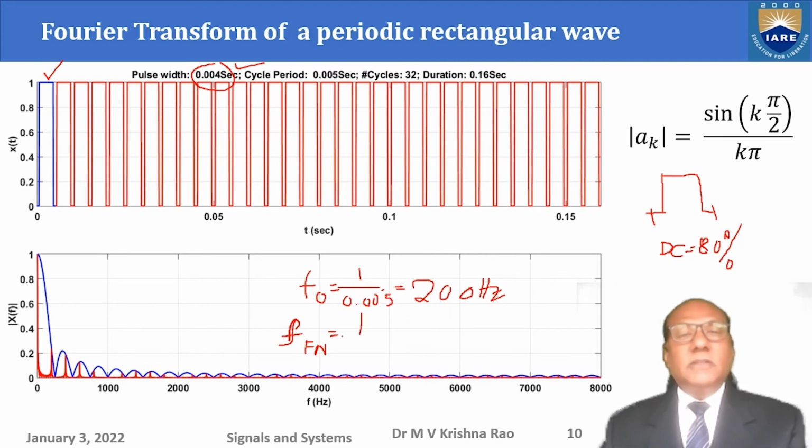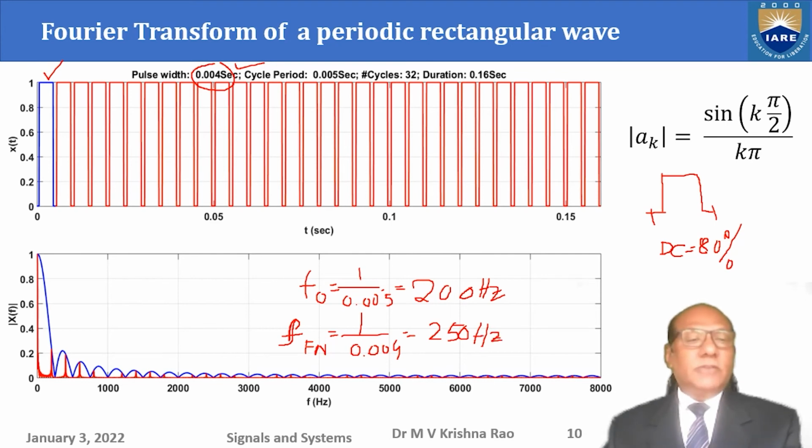So that is nothing but 1 by tau, 1 by 0.004. What is this? This is 1000 divided by 4, that is nothing but 250. In this case, it is 250. That means the first null and the first harmonic are very close. So that is what you see here.